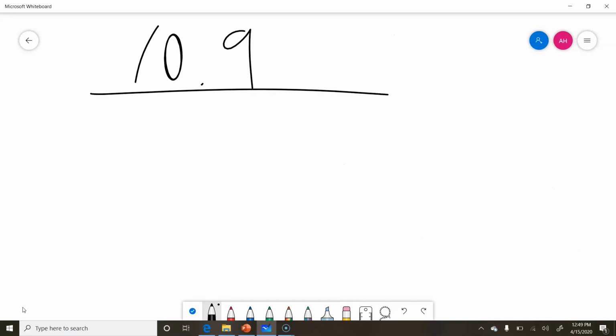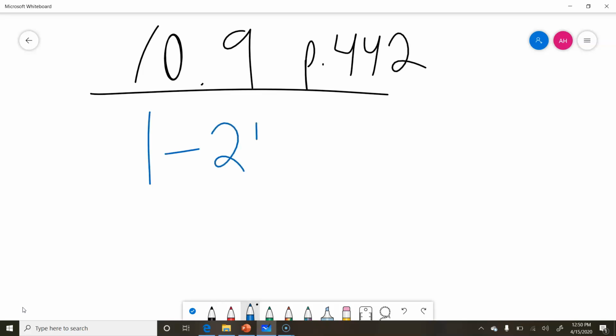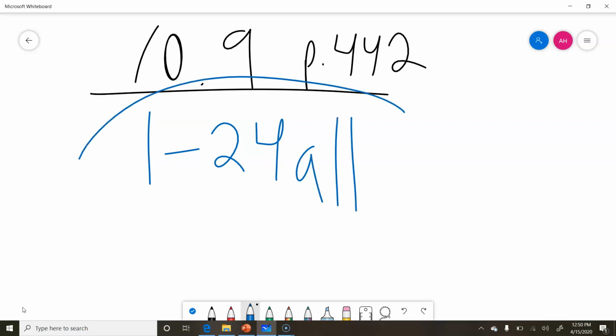So here is our homework. This is 10.9, which is on page 442. And the homework that we're going to do for that is 1 through 24 all. There you go. 10.9, page 442, 1 through 24 all.